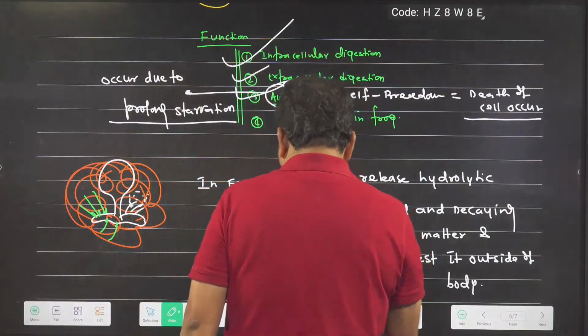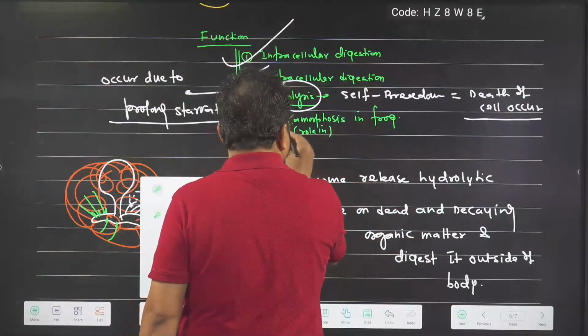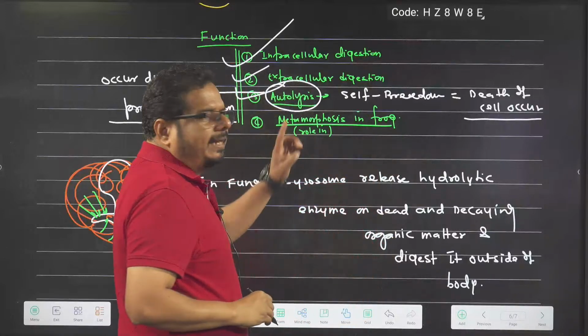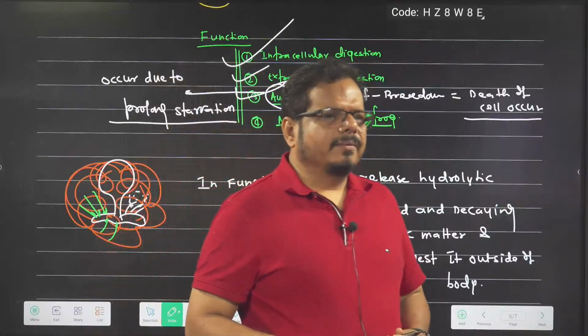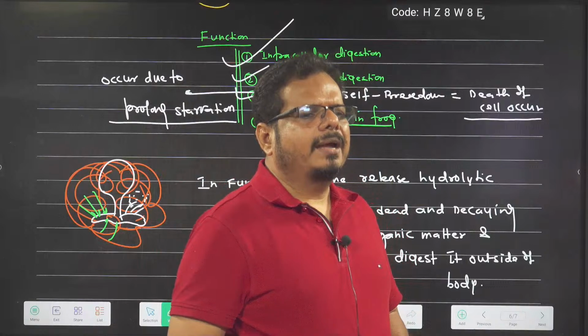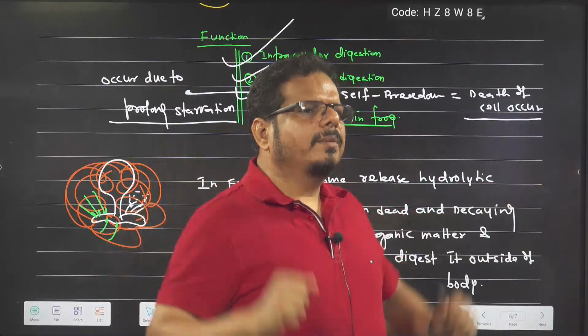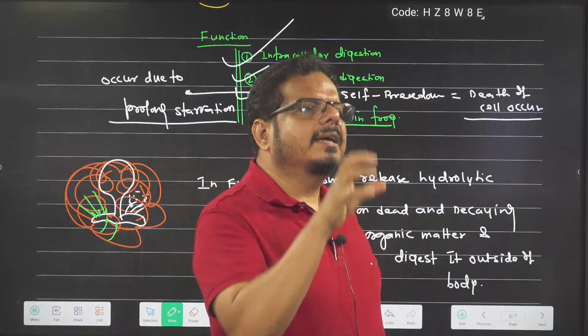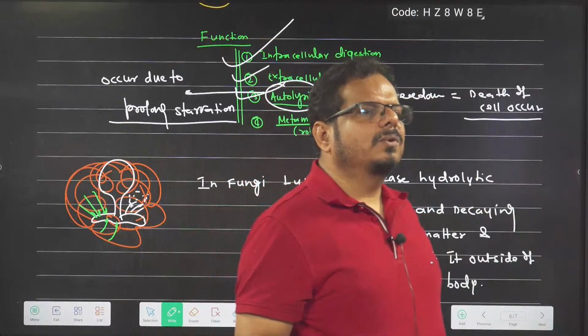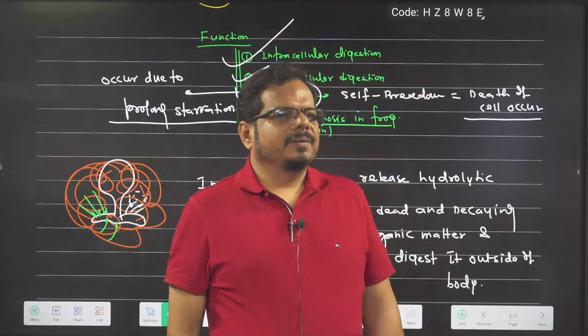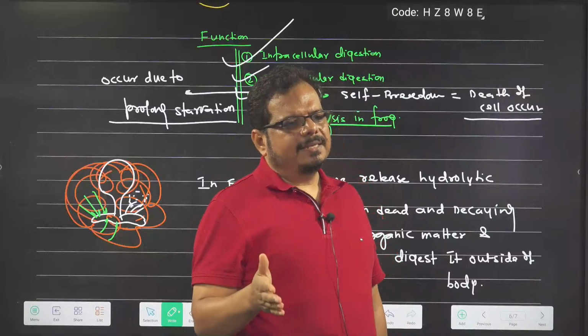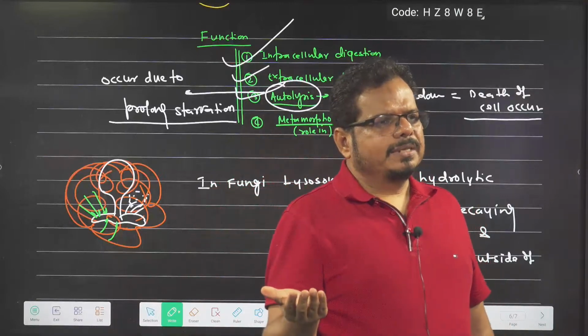Now I told you it has a role in metamorphosis of frog. So you know that tail, what? The larval stage, the tadpole larva, has a tail. The adult frog doesn't have a tail. So who is digesting and consuming that tail? Lysosome is going to remove this tail. Got the idea?